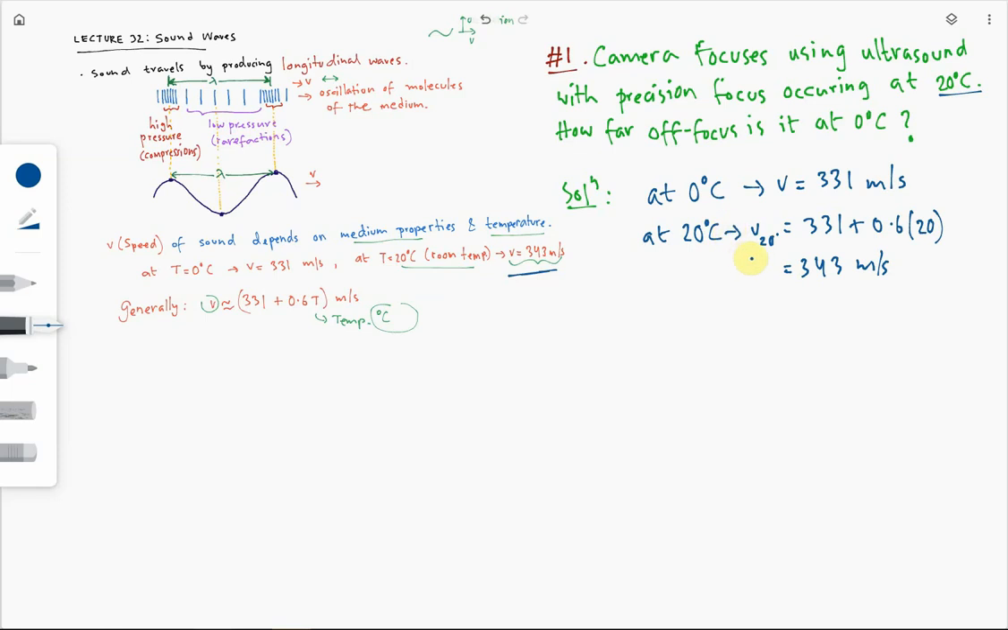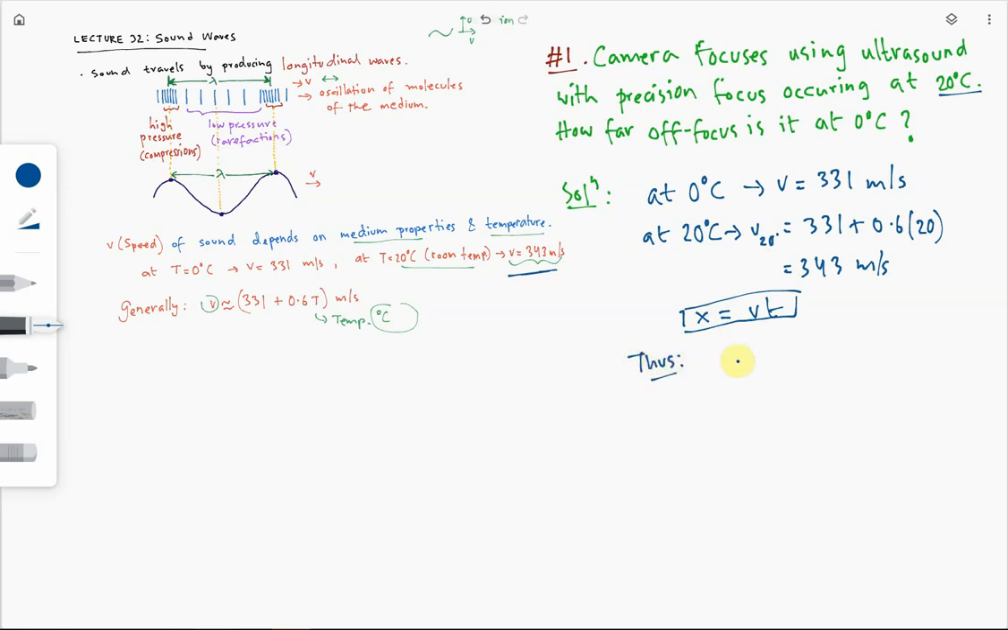Why are we finding speed? We're finding speed because we know that position is related to speed. By the equation, position is equal to distance, or speed times time. Okay, this is what we know from kinematics, correct? So if we can find out the change in speed, we can just say how far off the focus or positioning of the camera is. All right.